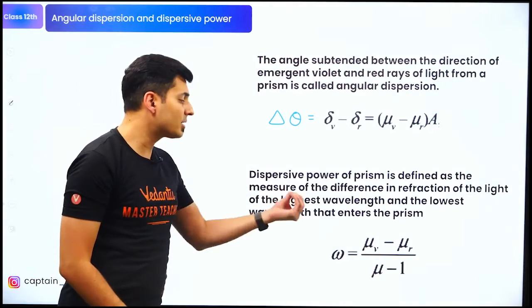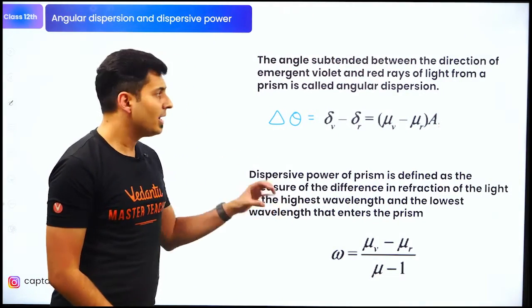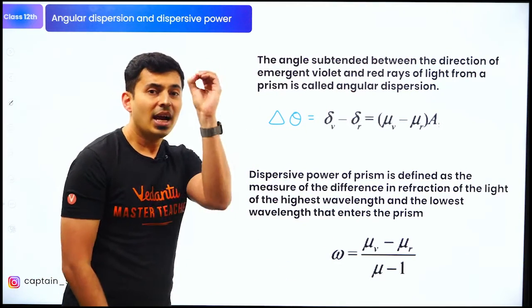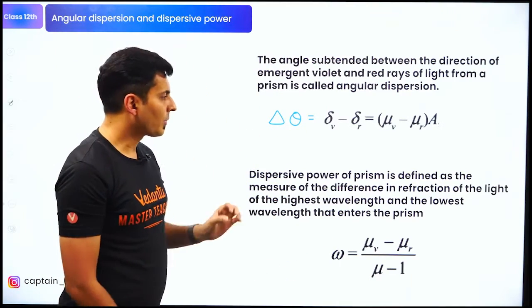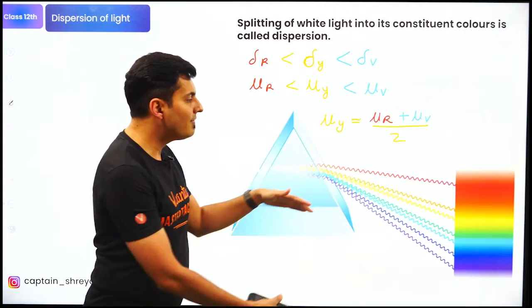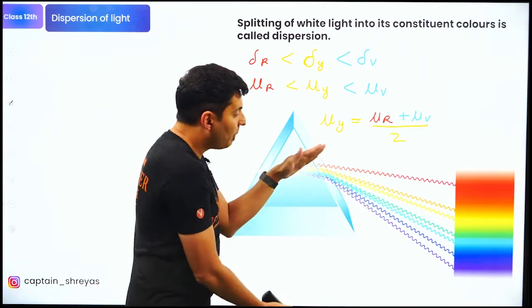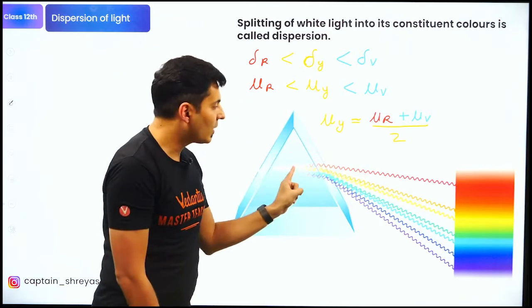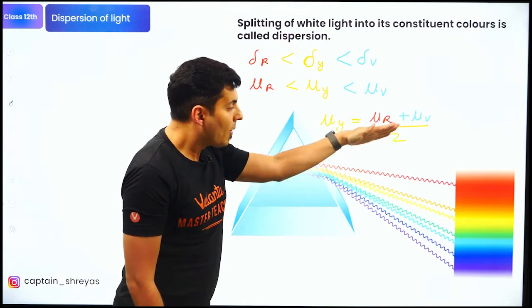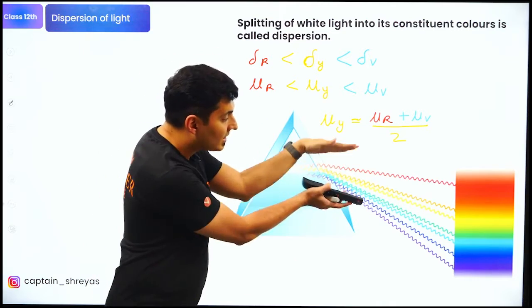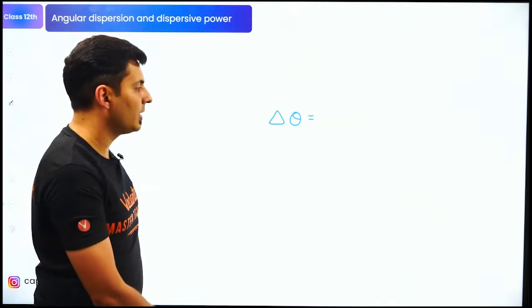Simple. What is dispersive power? Dispersive power is how much is the dispersion per unit average deviation. So this light got deviated, this light got spread also. So how much is that spread per average deviation? You can see yellow is the average color. So per deviation of that yellow color, how much is that spread is called as the dispersive power.